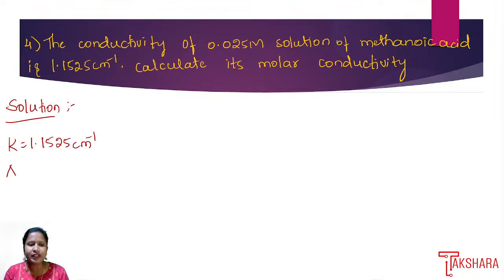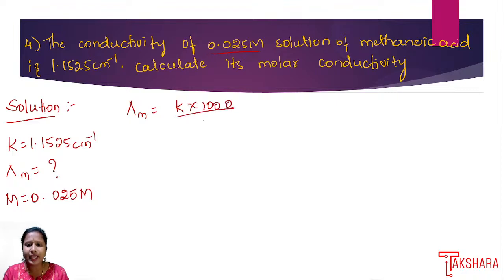So molar conductivity is lambda m, that is lambda m is equals to question mark. And molarity is given, so capital M is equals to 0.025 mole. So based on this data, if we write the formula, lambda m is equals to K into 1000 divided by capital M is the formula for this question.